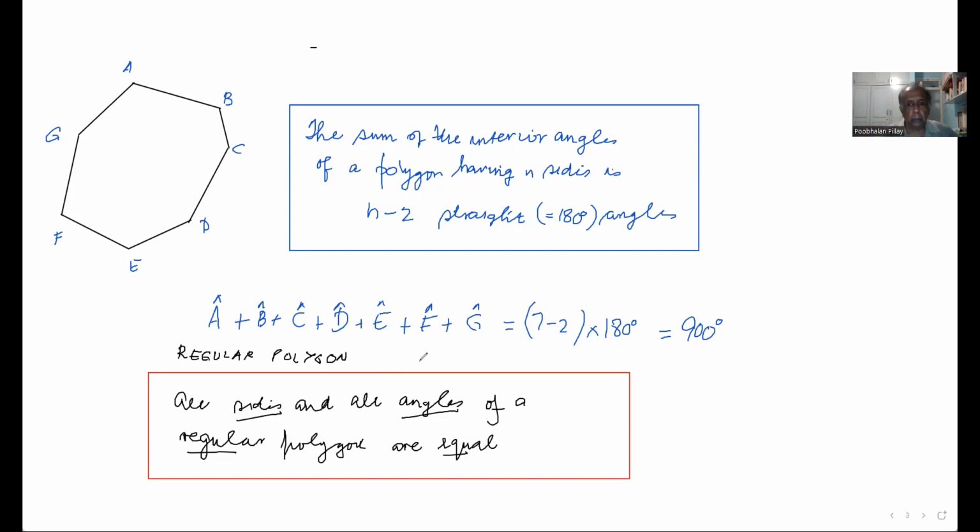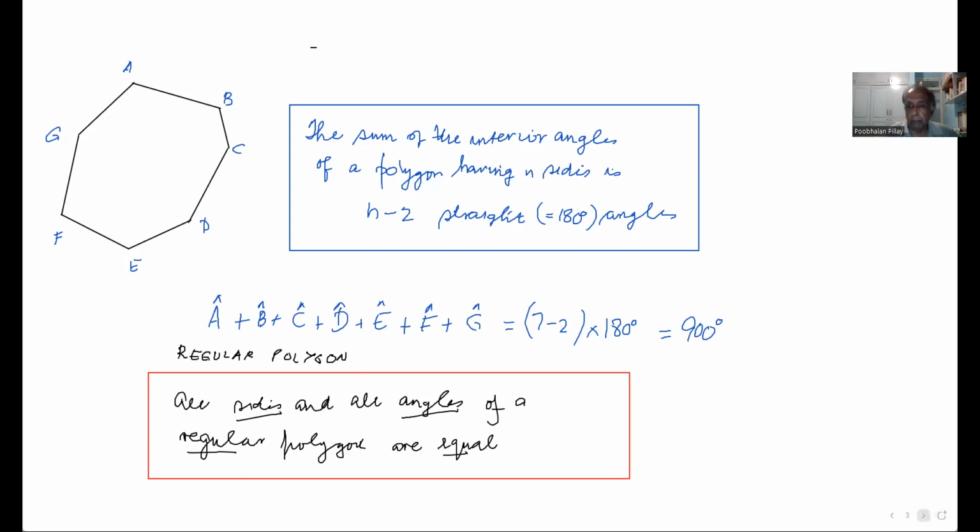A regular triangle, for instance, a 3-sided figure, is an equilateral triangle. All the sides and all the angles are equal. And a regular quadrilateral is nothing else but a square. All the sides and all the angles are equal.